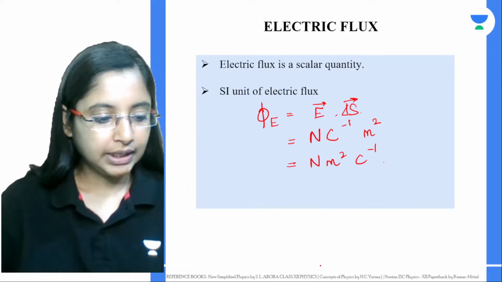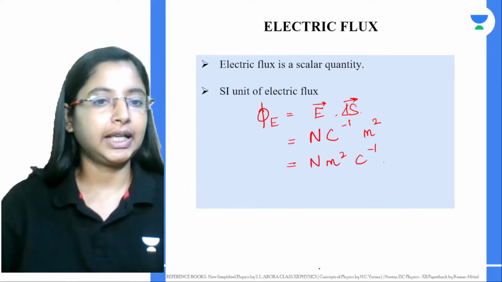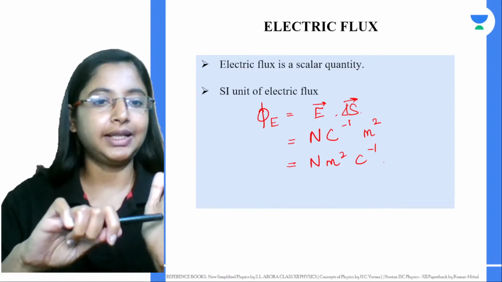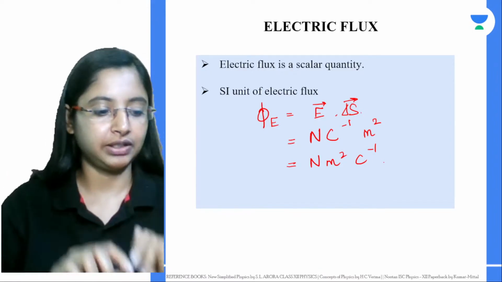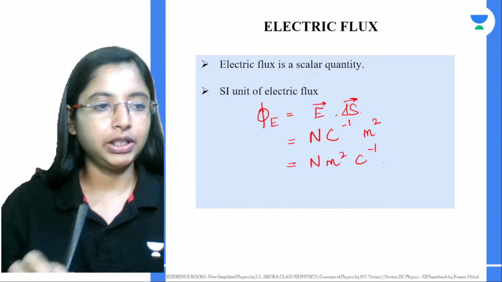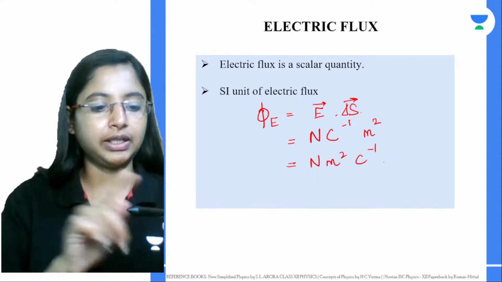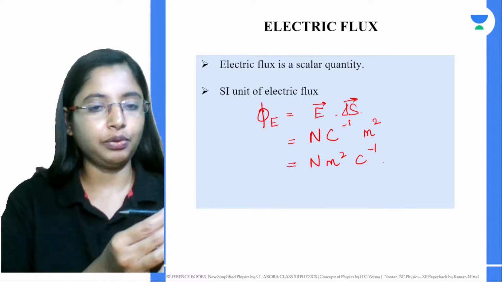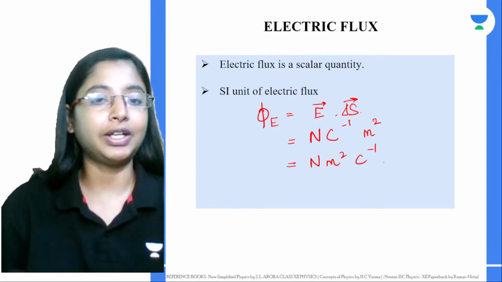Now you need to understand what the area vector is. You take any area and draw a normal to it. Area is a scalar quantity. Now you draw a normal to it and you can say this is the direction of my field. Now this area moves in this direction, then you get an area vector.